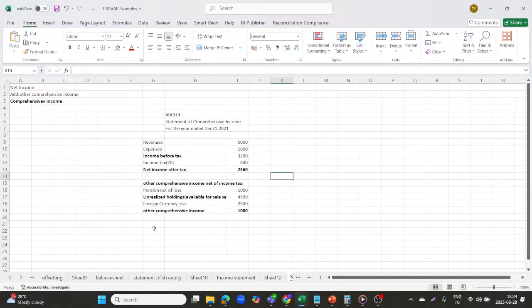So now what will be your comprehensive income? That will be your net income after tax plus other comprehensive income. So this is your comprehensive income. That's what I said: whatever is your net income, you add the other comprehensive income, and a combination of these two gets you to the comprehensive income. So this is the statement that you need to prepare as a statement of comprehensive income, and you need to present it to the shareholders.